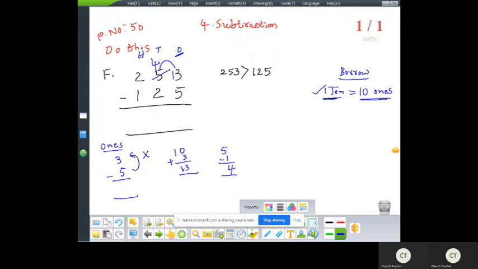Now subtraction 13 minus 5. 13, 1, 2, 3, 4, 5, 6, 7, 8, 9, 10, 11, 12, 13. From 13, we remove 5 lines. 1, 2, 3, 4, 5. After removing 5 lines from 13, there are 1, 2, 3, 4, 5, 6, 7, 8 lines. 13 minus 5 is 8. This answer 8 goes right in one's place.